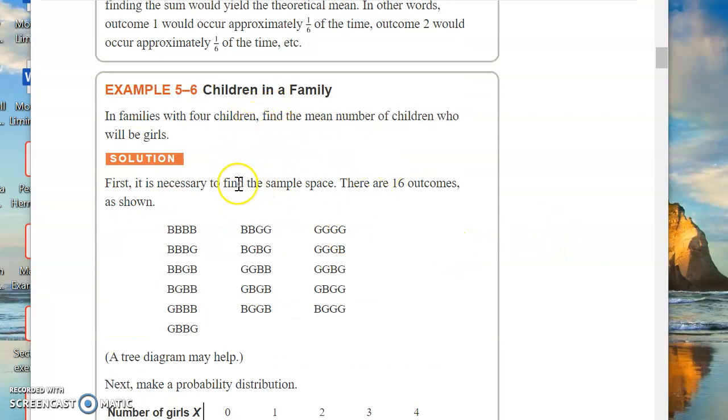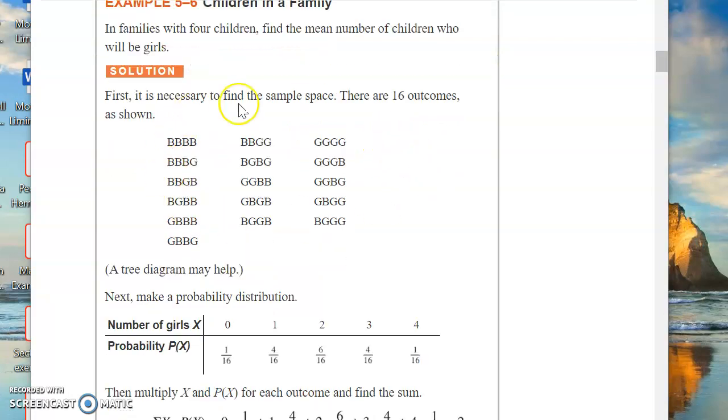The children in a family. Okay, 4 kids, find the mean number of children who will be girls. So here's our sample space. With 4 kids, these are all the possibilities of what you could have. A boy, boy, boy, boy. Here's another one. You could have a girl first, then a boy, then a girl, then a boy, and so forth. So you have all these possibilities. Now there are 16 outcomes. We don't have to write these down to come up with the 16 outcomes. There are 4 slots, so to speak, 4 occurrences, and in each one of those slots, there are 2 possibilities.